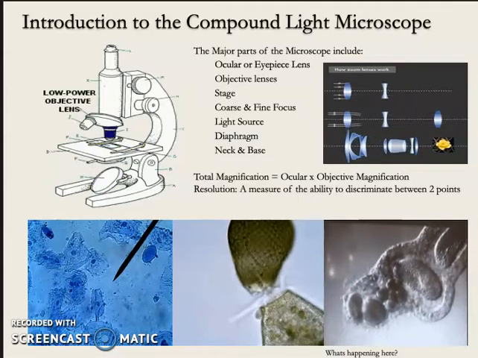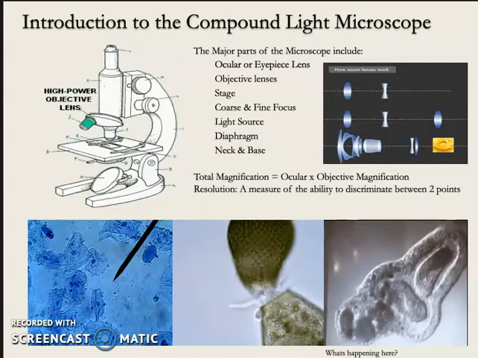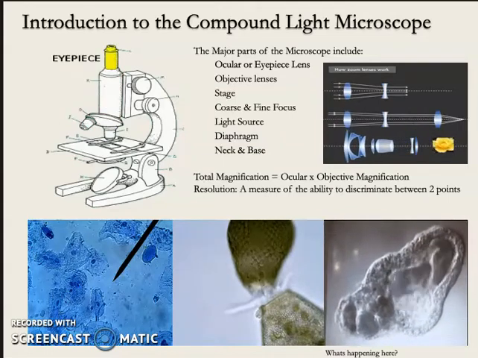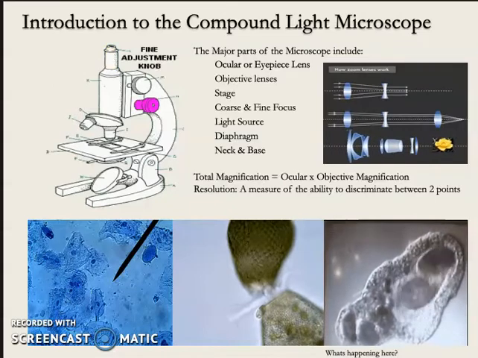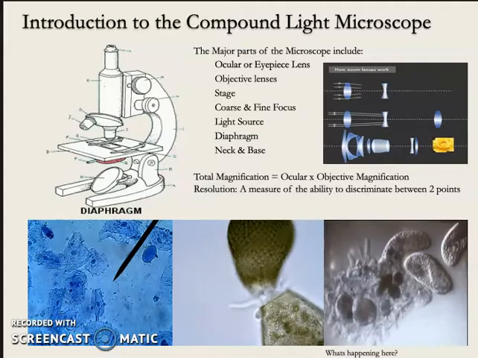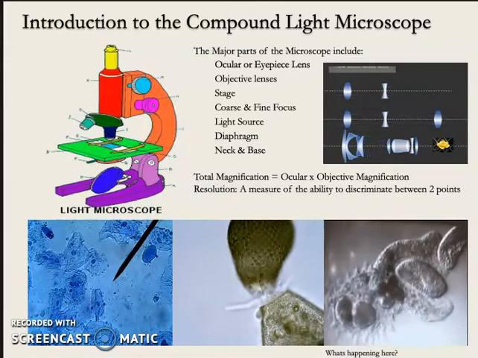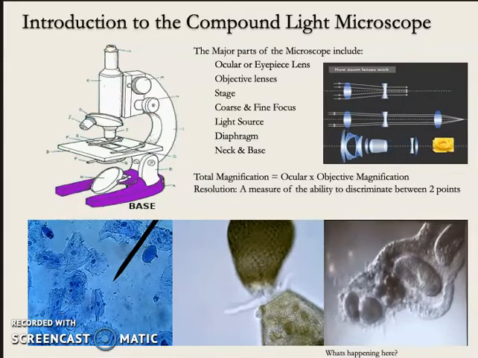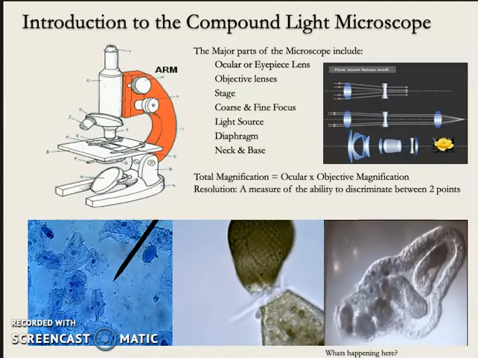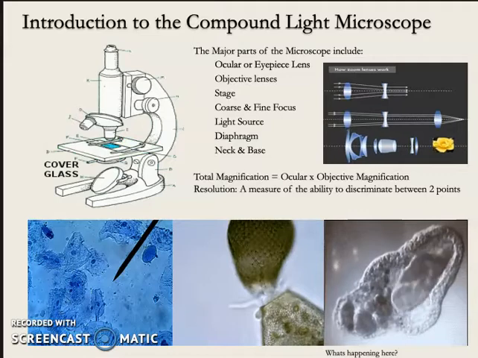And we can magnify objects by lining up those lenses in series. If I use the 4x objective lens and the 10x ocular or eyepiece lens, I get a total magnification of 40x. There's another feature of microscopes, or a measure of microscopic ability, and that's called resolution, the lens's ability to discriminate 2 points.